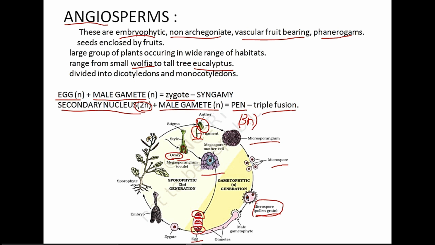So here the synergids and antipodals degenerate after fertilization. During these events, the ovules develop into seeds and the ovaries develop into fruit. So based on the number of cotyledons in seed, angiosperms are divided into 2 classes, as I said to you. Those are dicotyledons and monocotyledons. So the dicotyledons are characterized by having two cotyledons, whereas the monocotyledons have only one cotyledon in their seeds.